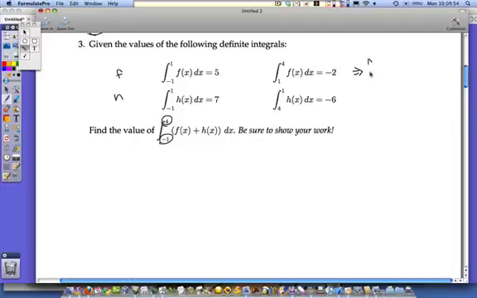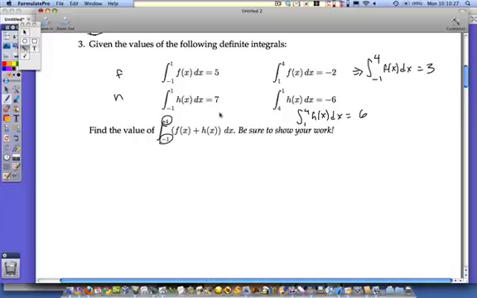Because of these two integrals, the integral from -1 to 4 of f of x is just the sum of those two, right? Because we go -1 to 1, 1 to 4. So the sum of these is 5 minus 2, which is 3. This one's a little tougher. We go from -1 to 1, but we really want this to start at 1 and go to 4, not the other way around. So what we do is switch this. And remember, when you switch the limits of integration, you switch the sign of the outcome.